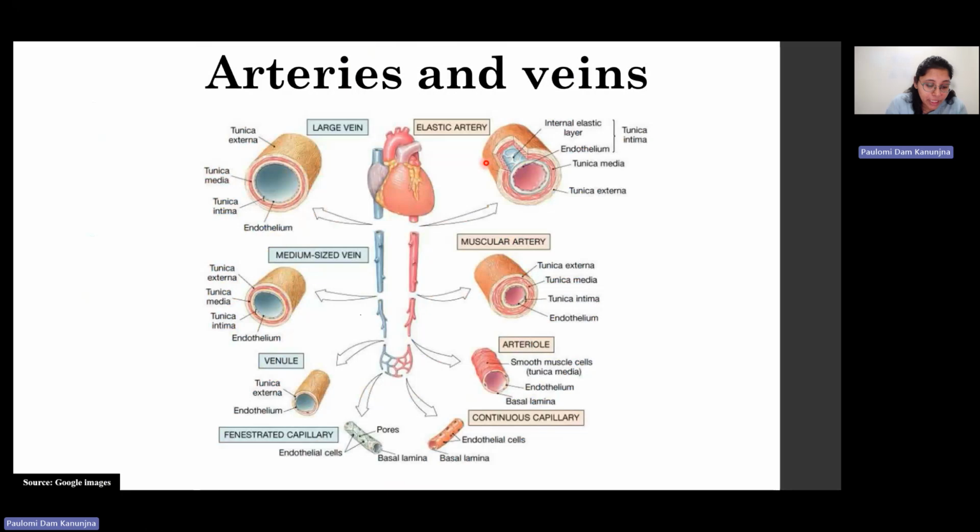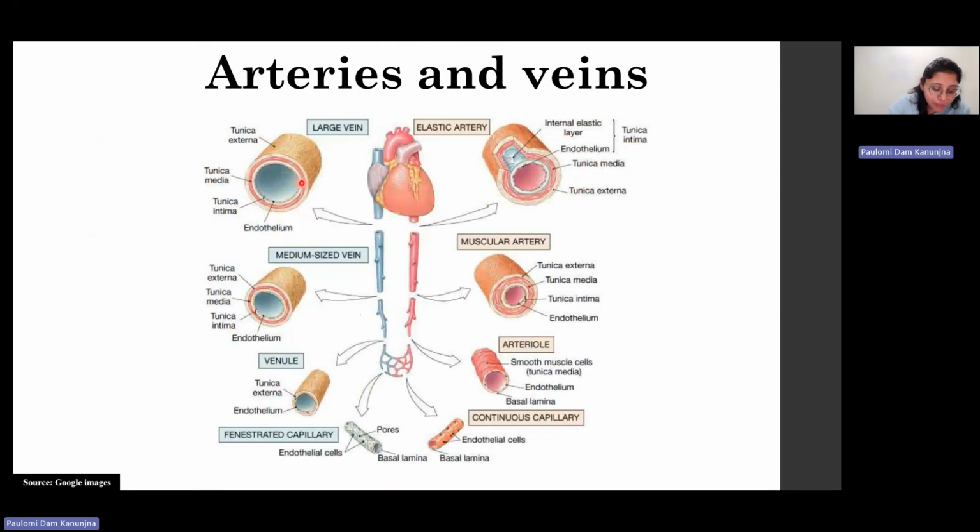Now, along with this, you need to remember these different layers that are there. For example, in your arteries, as you can see here, you have your tunica intima. Tunica intima has an elastic layer and endothelium. Then you have tunica media and tunica externa. You have the very same layers in veins as well.